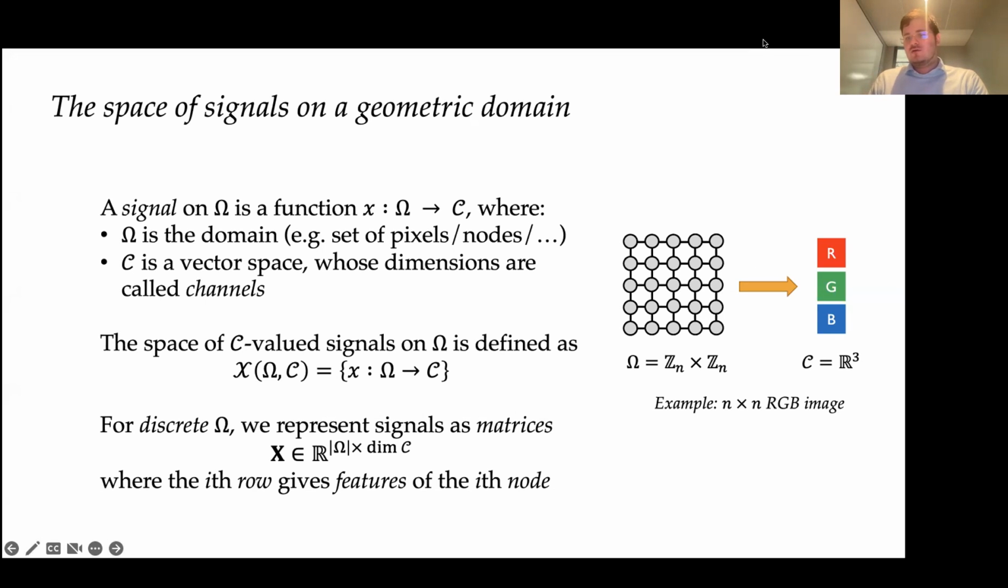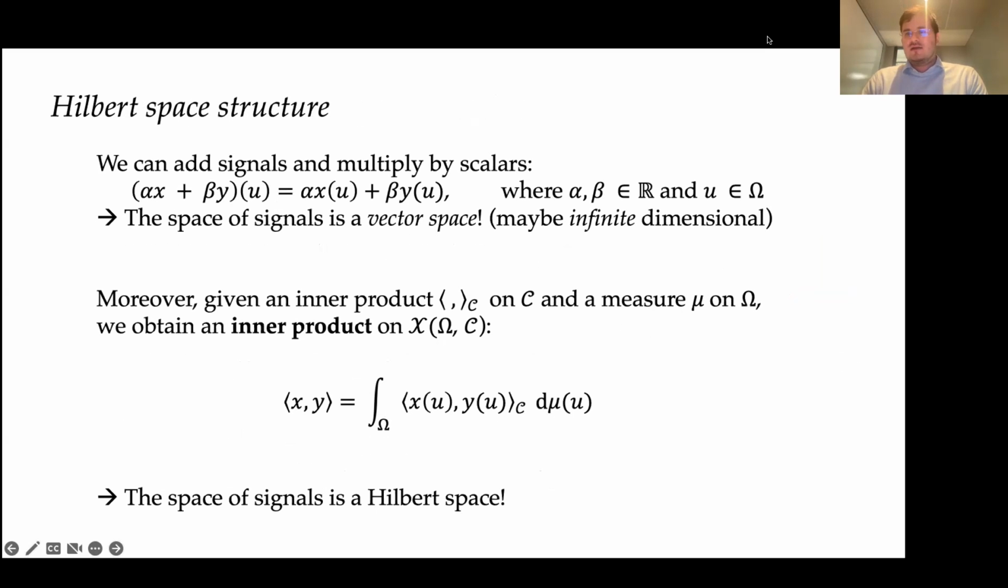Usually when our domain is finite, or discrete, so we don't have infinitely many points, we don't have to think about functions from omega to C. We can actually just focus on the linear algebra way to represent them. So matrices, capital X, where the ith row of that matrix gives you the features of the ith node of the domain.